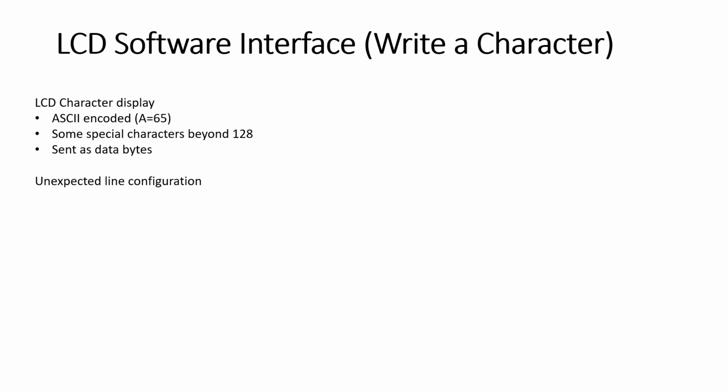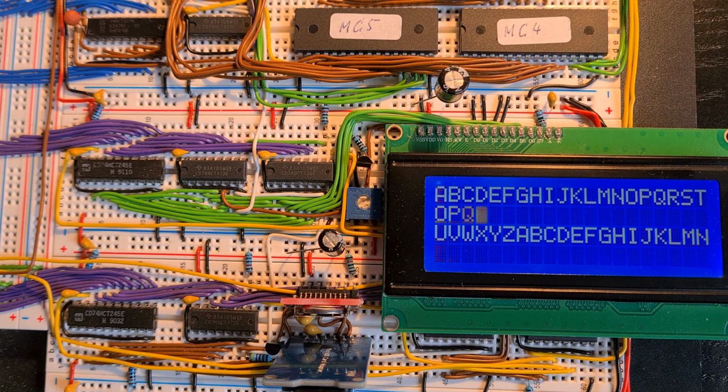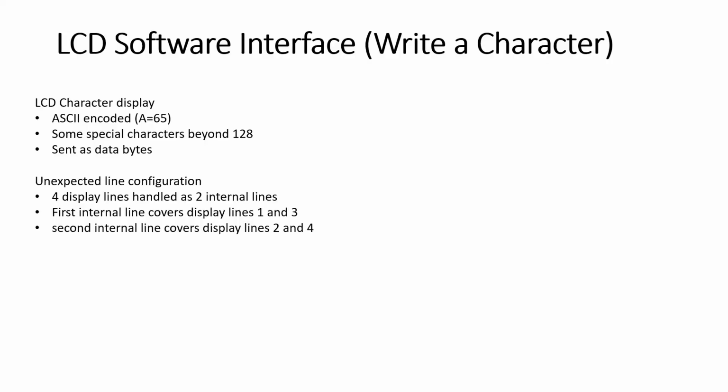Be careful, there is a quite unexpected line configuration on the screen. That means we have 4 display lines on the screen which are handled internally as 2 lines, and the first internal line covers the display lines 1 and 3, and the second internal line covers the display lines 2 and 4.